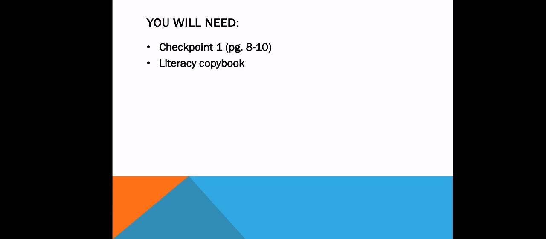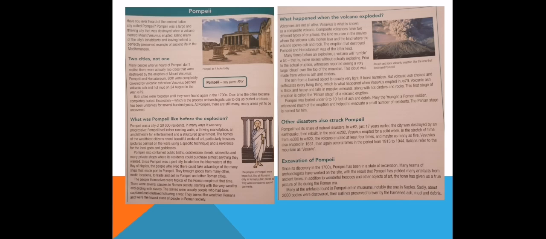For this lesson, you'll need your Checkpoint 1 book from pages 8 to 10, your literacy copybook, and a pencil and eraser. All right, so today what we are going to be talking about is the ancient city of Pompeii. As you remember, we were previously talking about factual writing, and this is a text example of factual writing. Let's go ahead and read through the subheadings and then look at our questions.